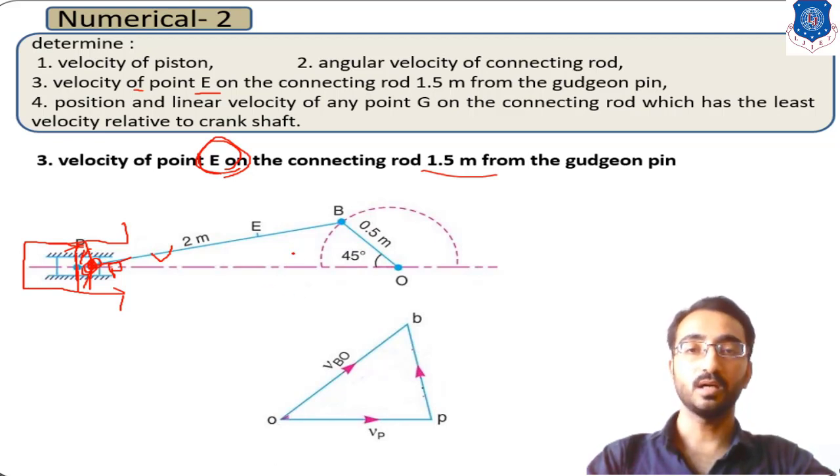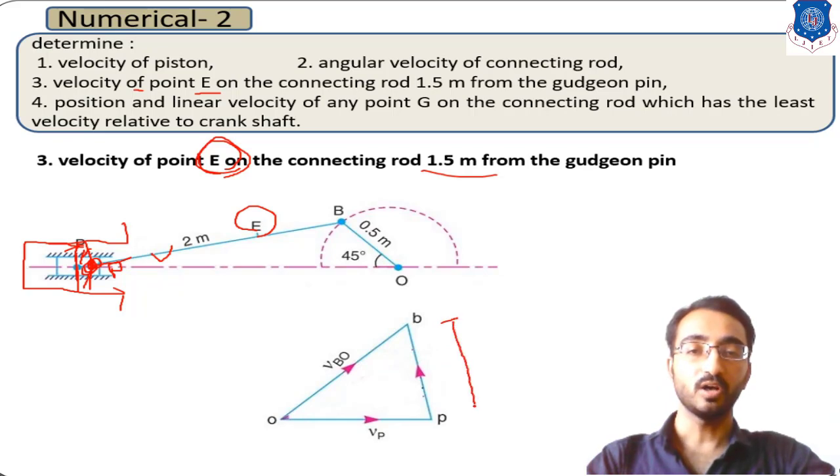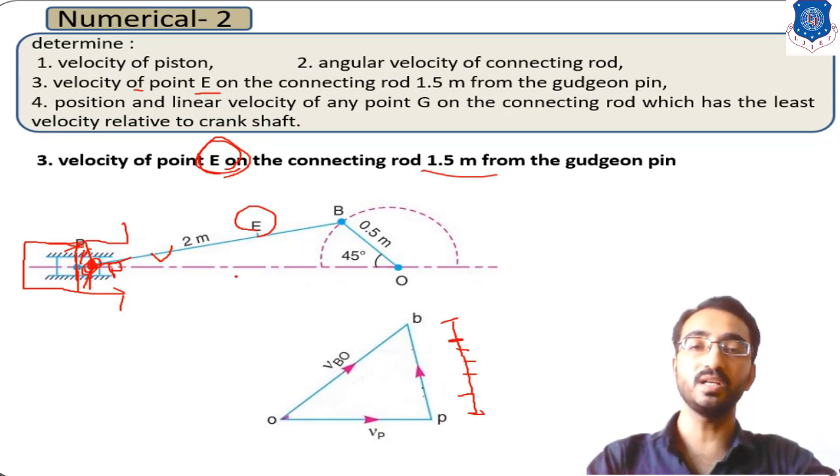From the configuration diagram, you can see that point E belongs to the connecting rod. Similarly, in the velocity diagram, point E will lie on the line BP, which defines the velocity of the connecting rod. At which distance it will appear is obtained from the ratio of lengths on the configuration diagram, which will be similar to the ratio on the velocity diagram.